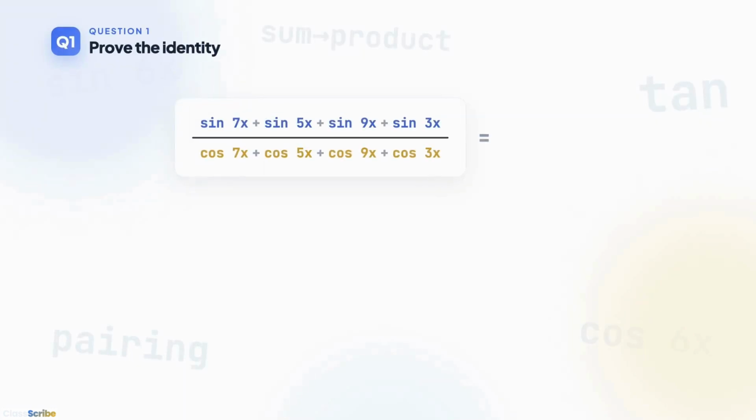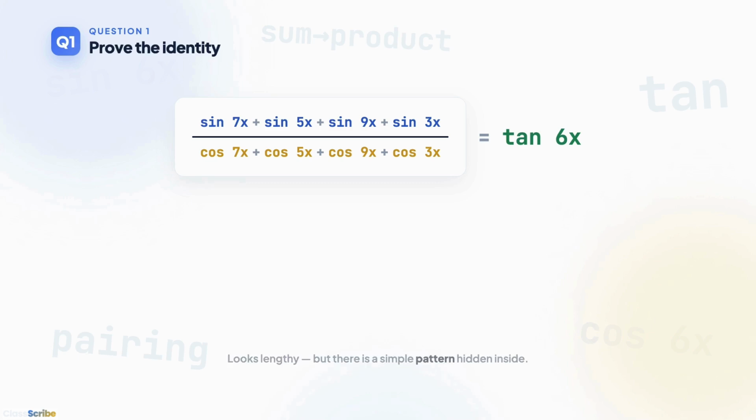Let's solve this identity step by step. We need to prove that the numerator sine 7x plus sine 5x plus sine 9x plus sine 3x divided by the denominator cos 7x plus cos 5x plus cos 9x plus cos 3x is equal to tan 6x. At first glance, this expression looks very lengthy, but there is actually a simple pattern hidden inside it.